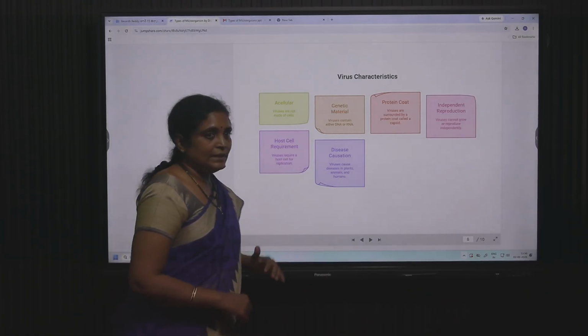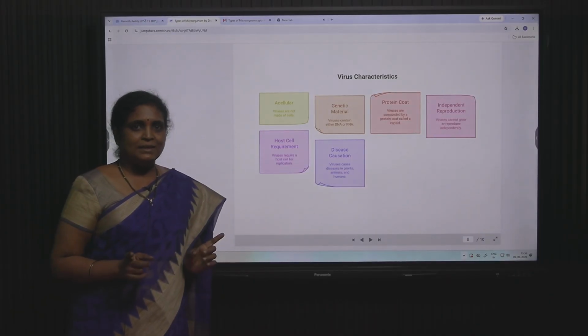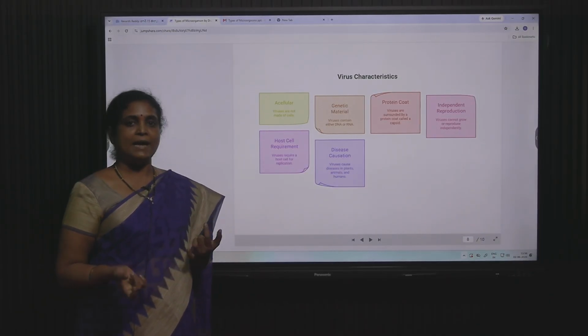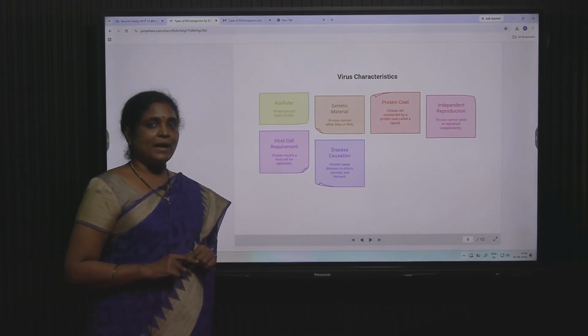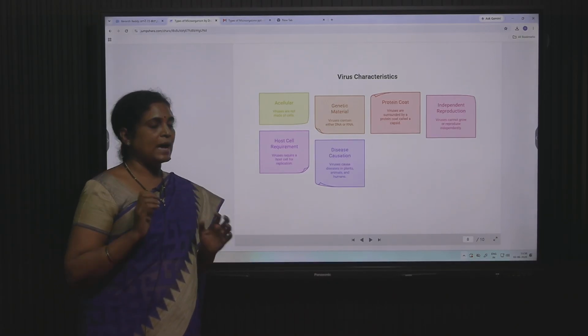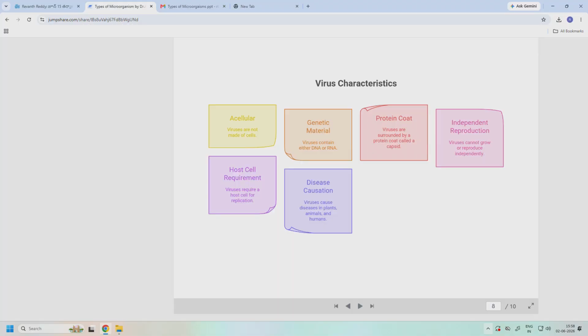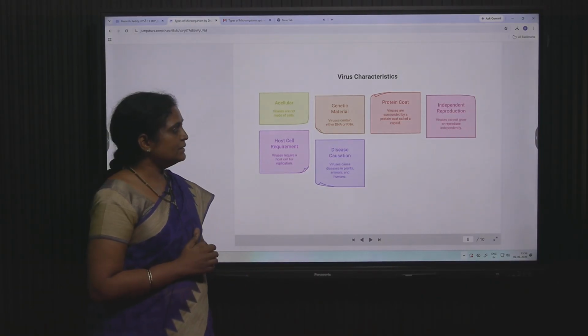And coming to the genetic material, a virus doesn't contain both DNA and RNA. Either DNA is present or RNA is present. That's why we classify viruses into two types, DNA viruses and RNA viruses. And coming to the structure of the virus, it is just a protein coat. Viruses are surrounded by a protein coat and we call it a capsid.